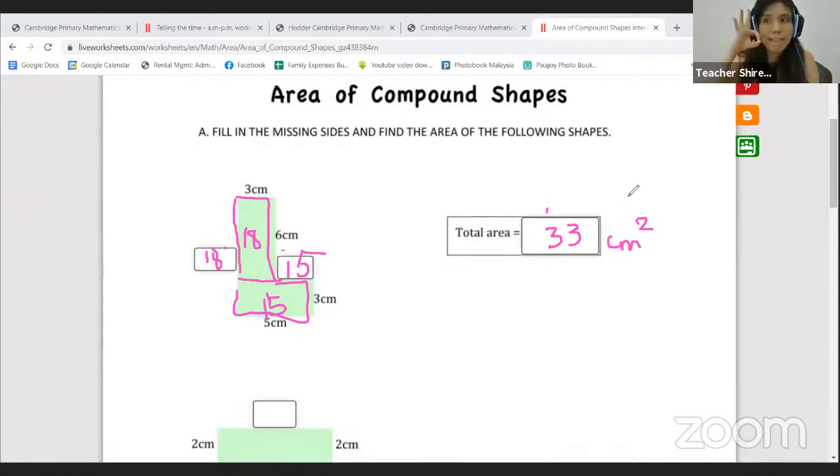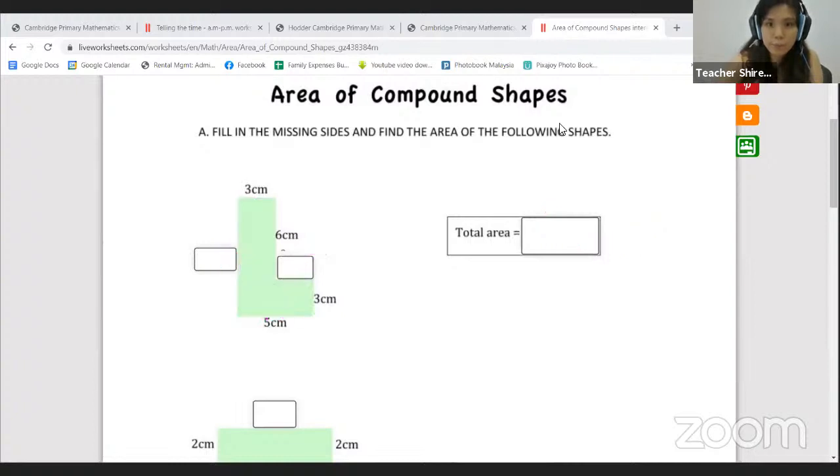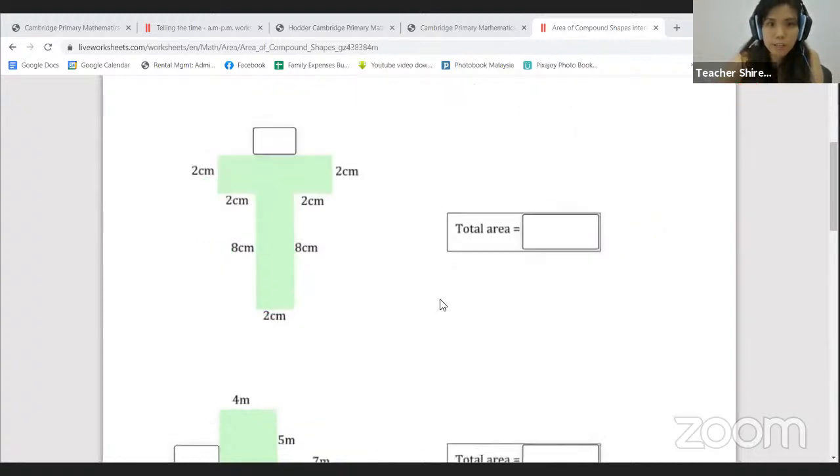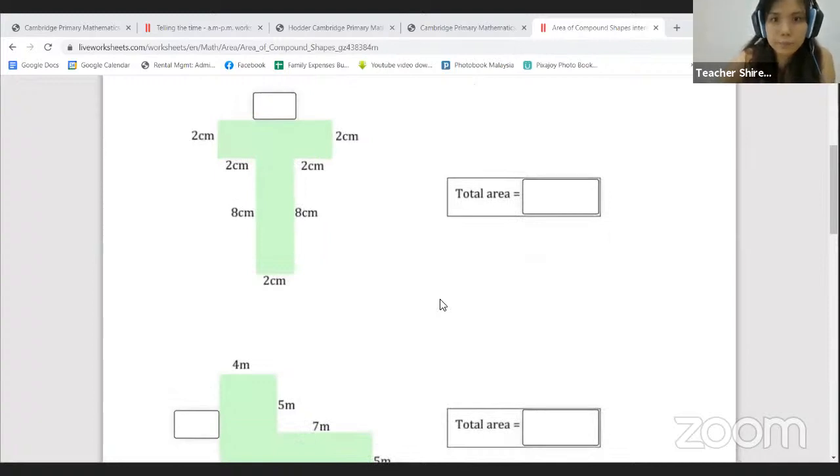Understand? All right. Am I going fast or am I going slow? Can catch? Okay, can catch. I'll continue down, all right? Okay, next. Over here.